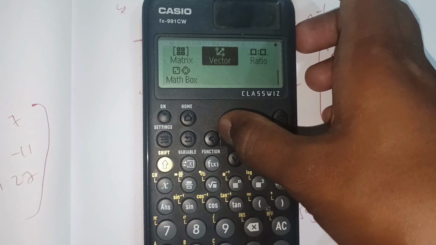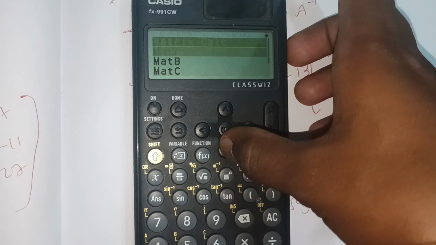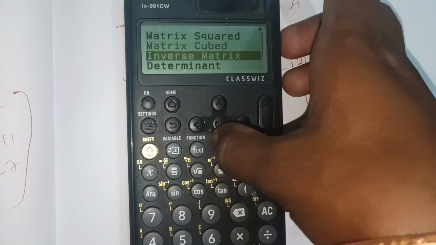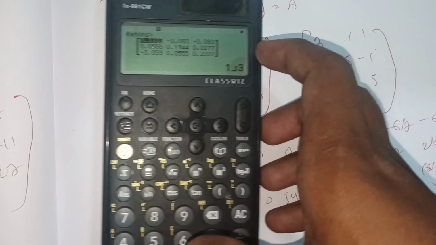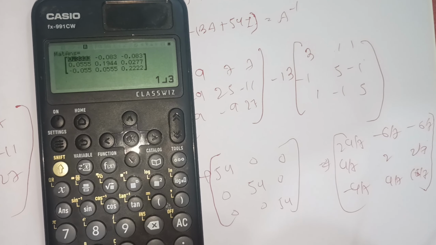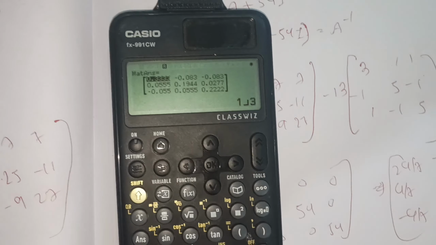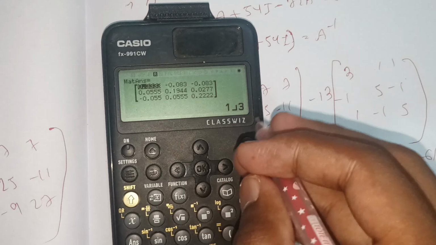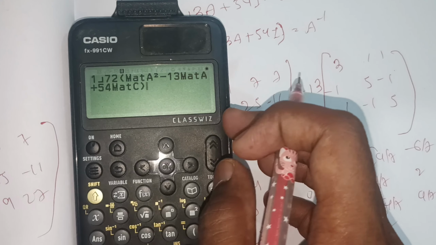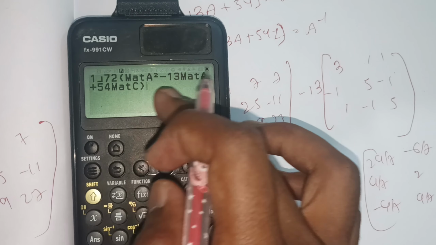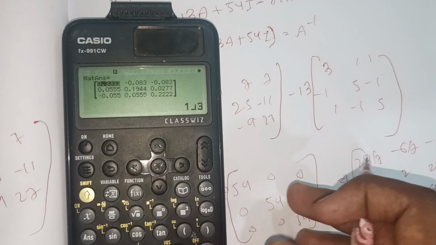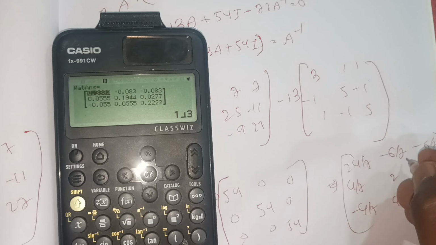So go back and press on the matrix, catalog matrix Mat A. Next back, catalog matrix, calculate determinant inverse. So here you got the same answer, just a small mistake here. So if you got the wrong answer, it's wrong. So you should again check it by taking A inverse from the calculator. So here I am taking again 1 by 72 Mat A square minus 13 Mat A plus 54 Mat C. Mat C is what here? Identity matrix. So I am executing it. So I got it as 0.333. So here it is wrong.